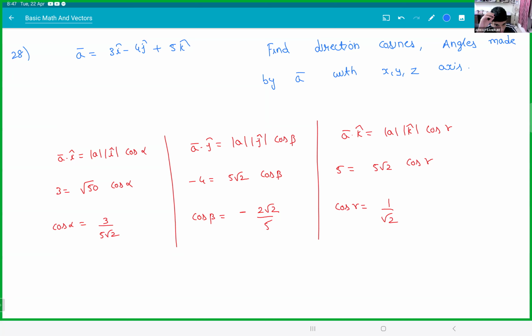Sir, how do you get a bar dot j cap dot product? Dot product. Don't know how to do dot product, you know, na? Multiply the j component, right? Yeah. So there's only minus 4, na?